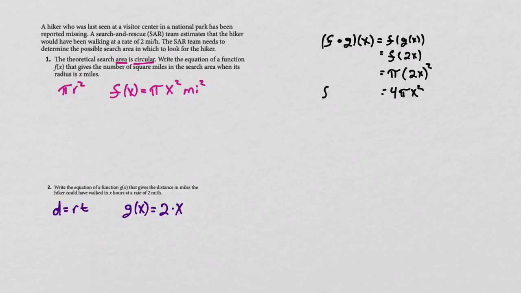Now, of course, this is my f compose g of x. This part here is going to be the result. Your output is going to be your search area. And your x here is time missing.